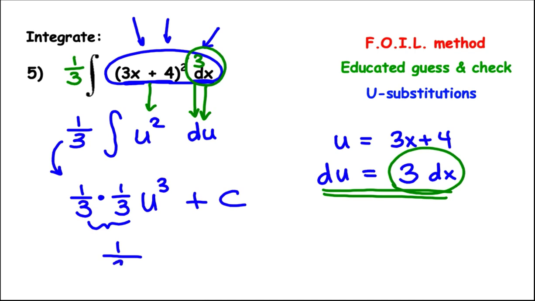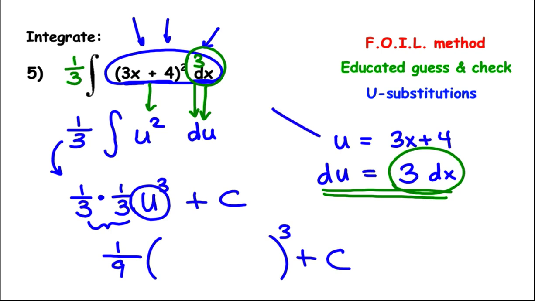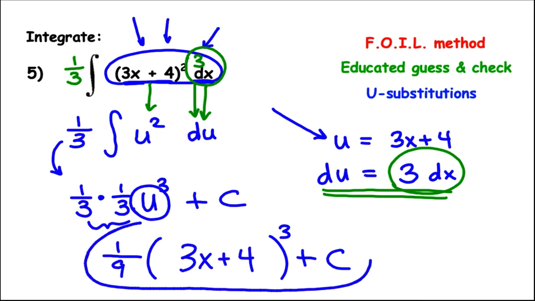There's the 1/9 we got from the educated guess and check method, but we don't have to guess. The u sub is a method that works all the time. By the way, don't put a u in your final answer. I'm going to be like, there's no u's in the problem. Remember, u is something that we cooked up. But right here, because I like to write everything down, I know that u is just 3x plus 4. And there we go. That's the exact same answer that we just got in green moments ago.